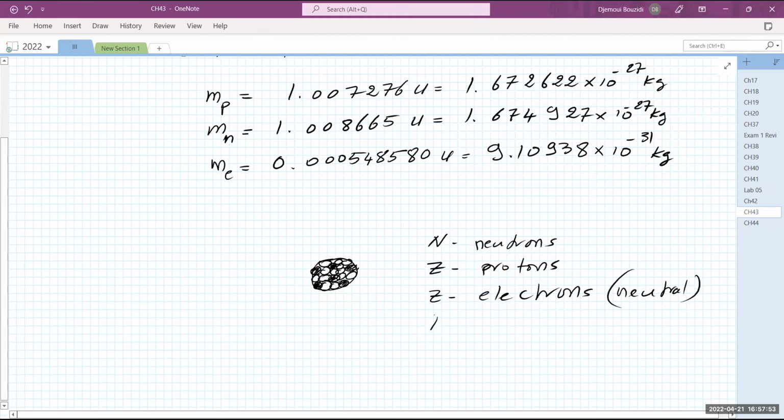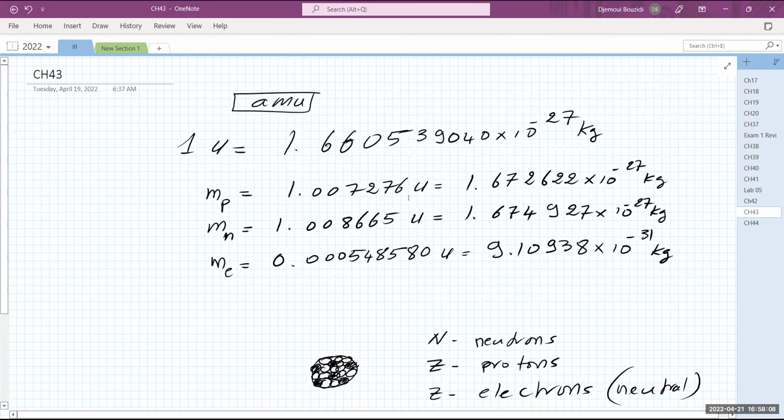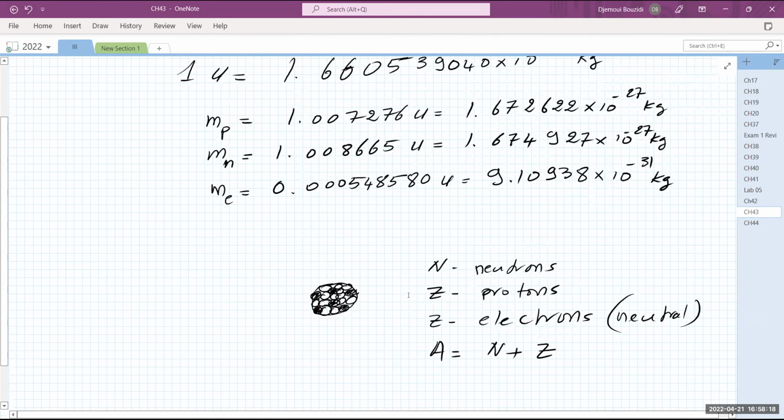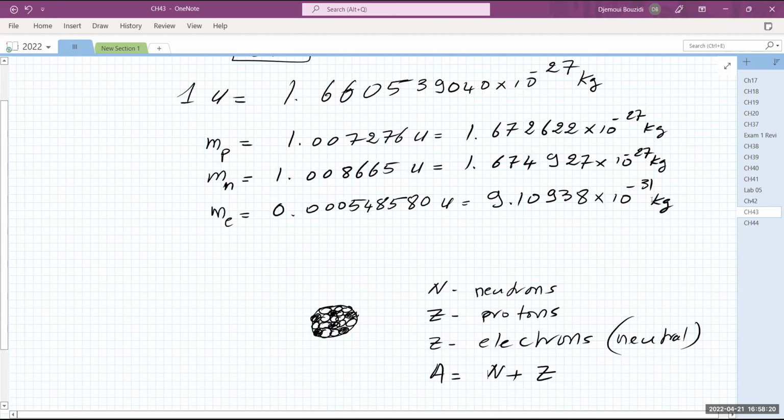Okay, and the atomic mass in this case is given by the sum of these two numbers, n plus z. So roughly the mass of the nucleus, if you wish, is this number n plus z times this atomic mass number. Or if you wish, it's the mass of the entire atom, because the mass of the electrons is extremely negligible.